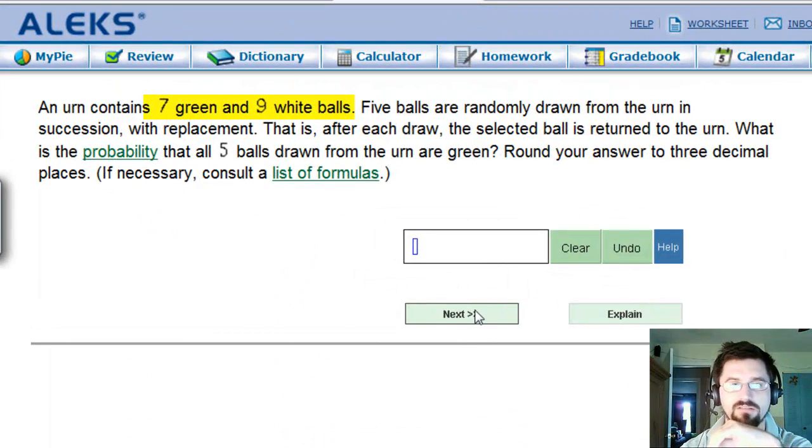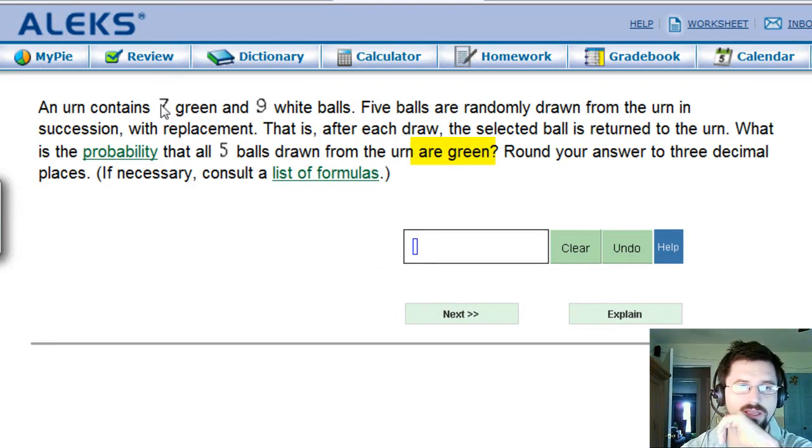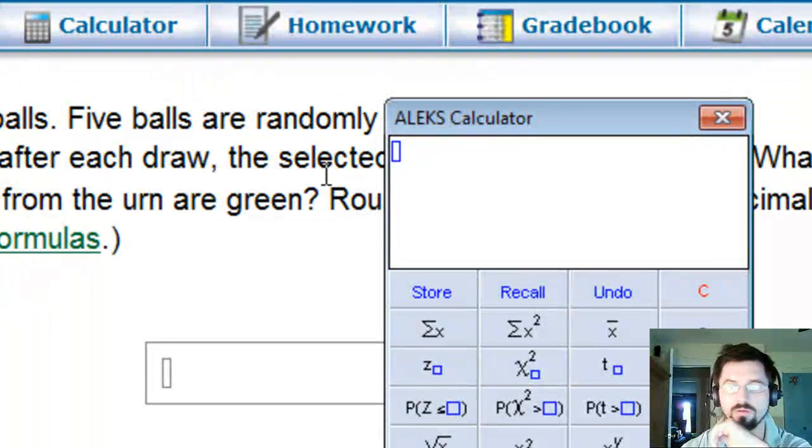An urn contains 7 green and 9 white. 5 balls are randomly drawn from an urn in succession with replacement. What is the probability that 5 balls drawn are all green? So we have a 7 in 16 chance, but we're going to do it 5 times in a row. So it's 7 over 16 to the 5th power will be our answer.